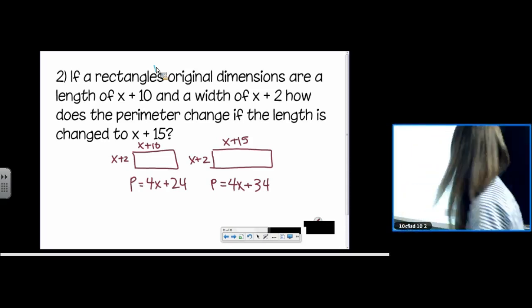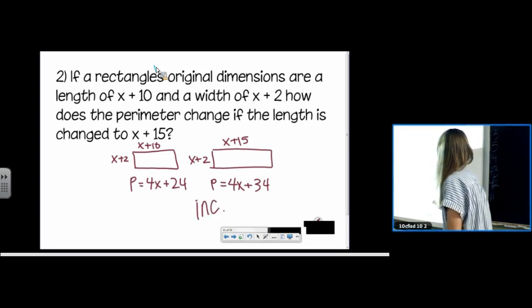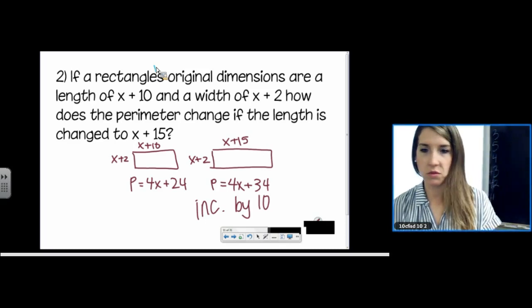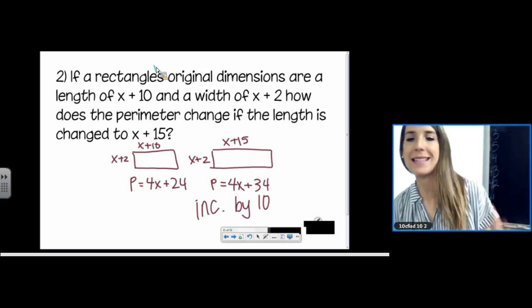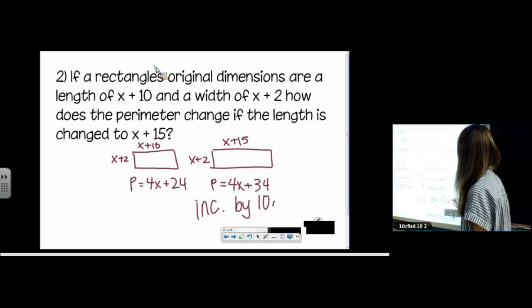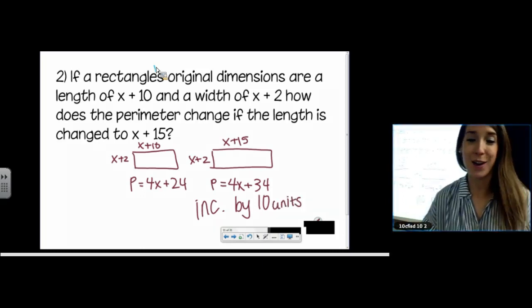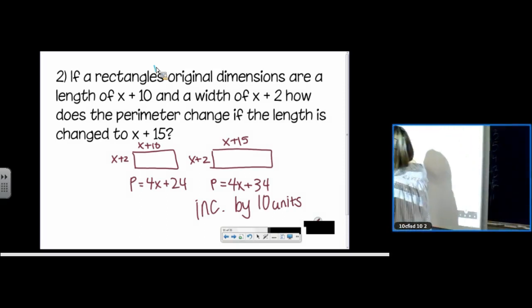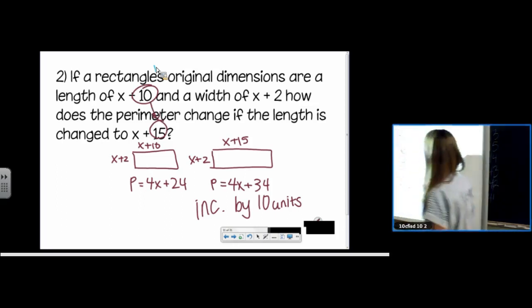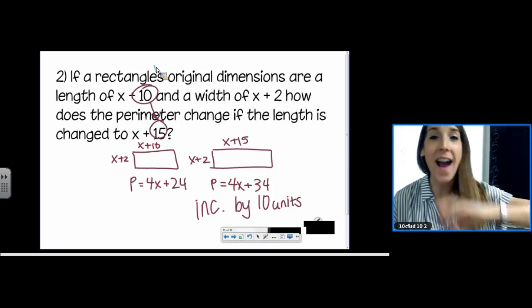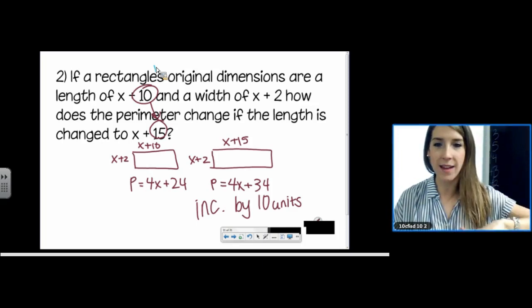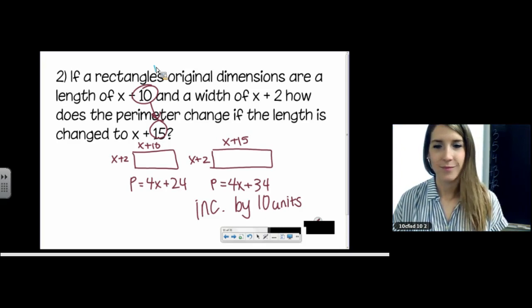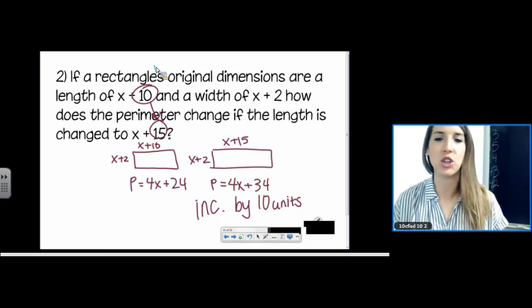What happened to the perimeter? It increased by 10. Not by 10x. The x's didn't change. 4x, 4x. It increased by 10 units because we weren't given units. But I could have figured that out by looking at the problem and seeing, oh, this is all that changed. And remembering, okay, so it increased by 5, but a rectangle has 2 lengths, so 5 plus 5 is 10, bada bing, bada boom, right? So you could have just said, oh, the length increased by 5, there's 2 lengths, 2 times 5.